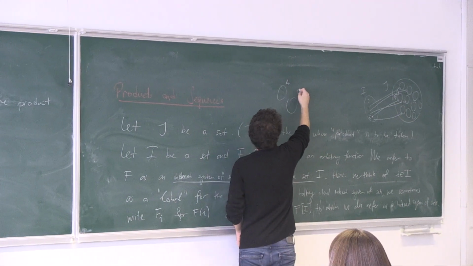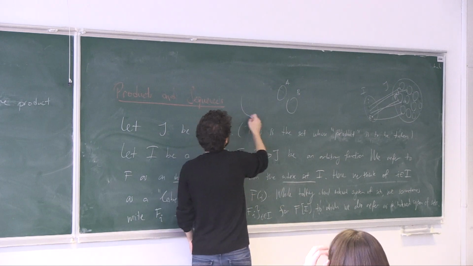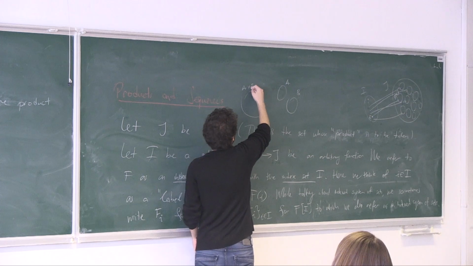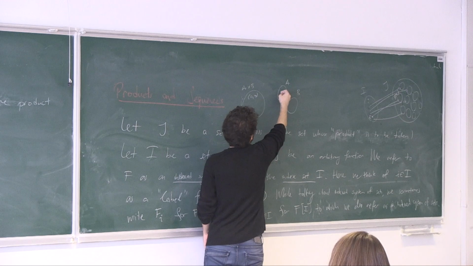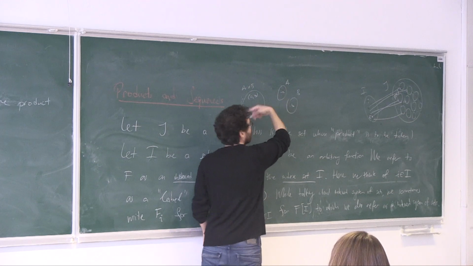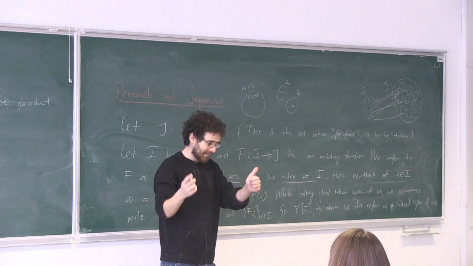This is A, this is B. How do you take the Cartesian, what's the Cartesian product? This is the set of all ordered pairs such that A comes from A and B comes from B, right? Say yes? Yes, okay.